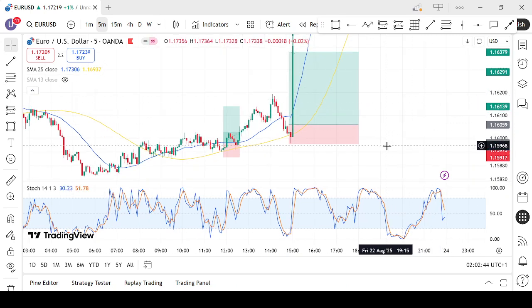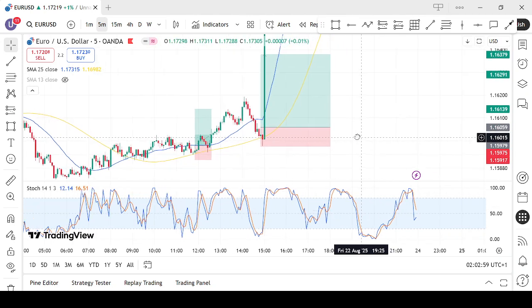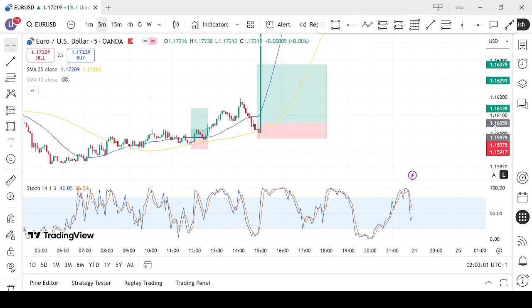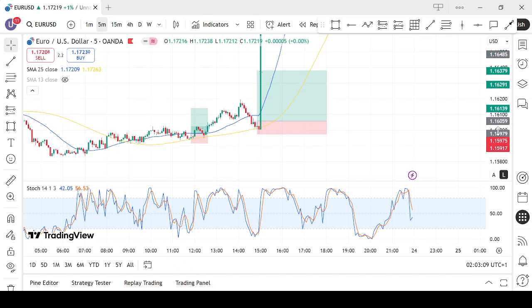The fifth step will be to implement your risk management. Remember, risk management in scalping is very crucial. Ensure that you are not risking more than 1% of your trading account. Meaning, if you are trading a $10,000 account, you should not risk more than $100 per trade. By limiting your risk, you can protect your capital and maintain a healthy trading account.